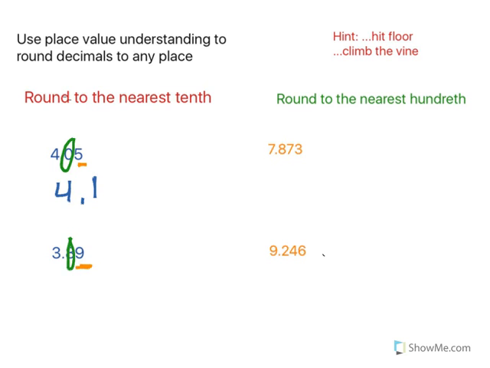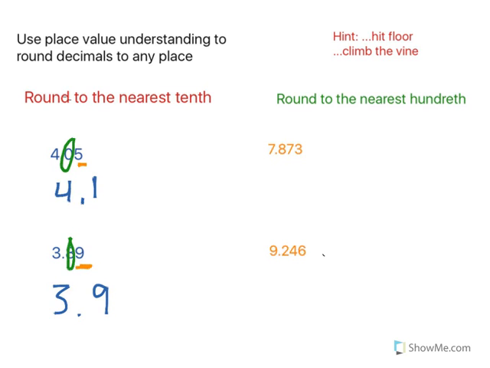Now look at the one below. Okay, we're dealing with 9. 0 to 4, hit the floor. 5 to 9, climb the vine. We're climbing the vine again. Alright, our new answer would be 3.9 because 1 more than 8 is 9.